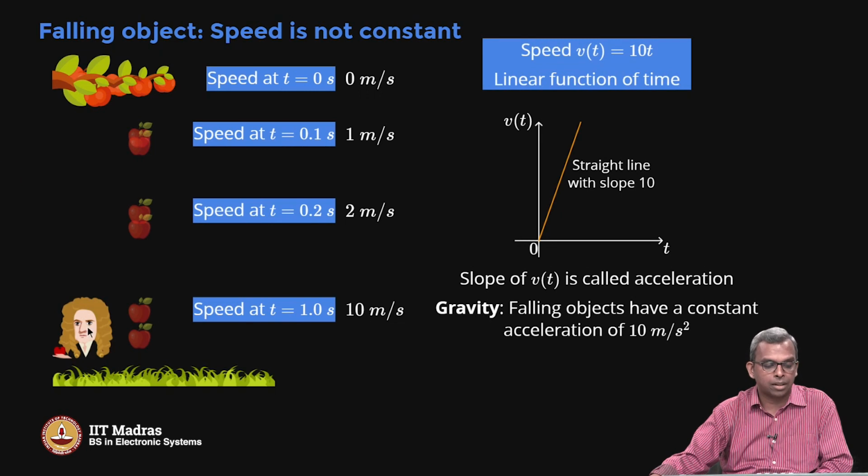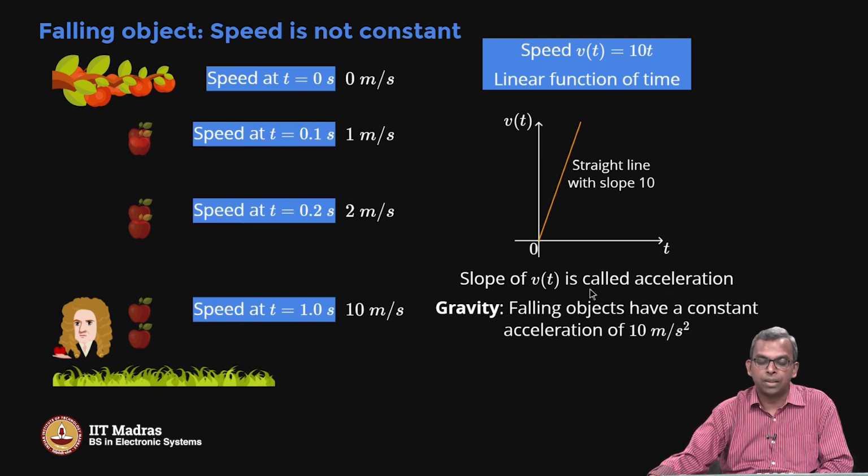This is something that Newton observed quite a long while ago, so it's sort of historic. It's nice to talk about it. So what happens here is, if you plot v of t versus t, you're not getting a flat line, you're getting a line with a slope of 10. So v of t equals 10 times t. Speed is a linear function of time. It's a straight line like this. Its slope is 10. It's not flat anymore, right? So the slope of v of t is 10, isn't it? This number 10 has a name.